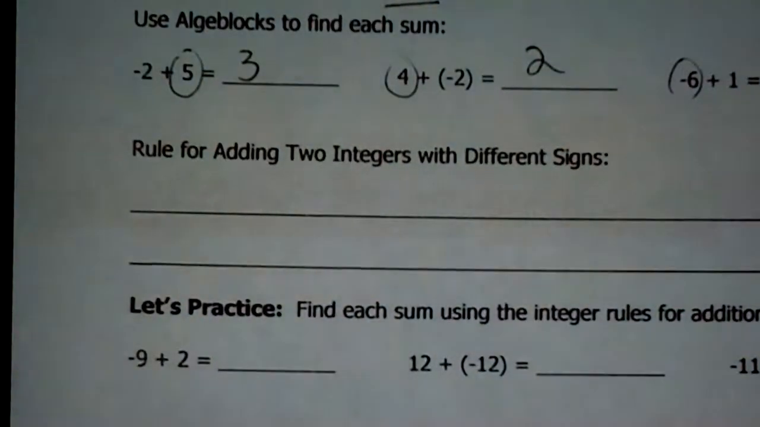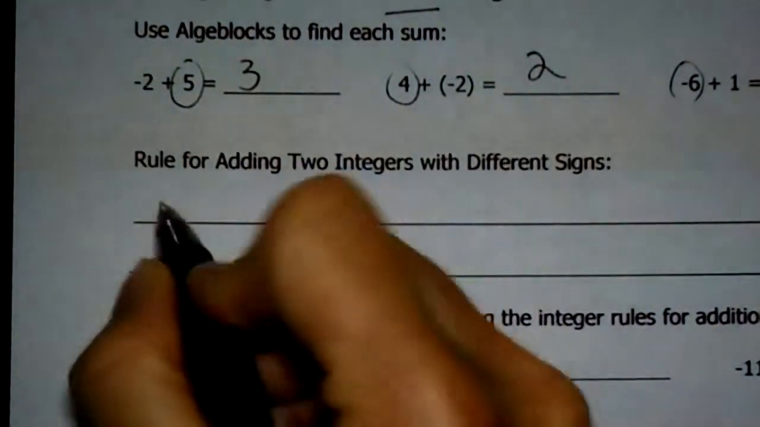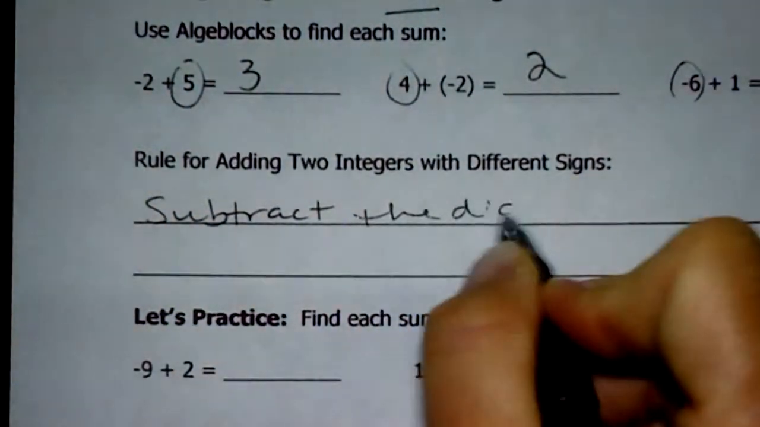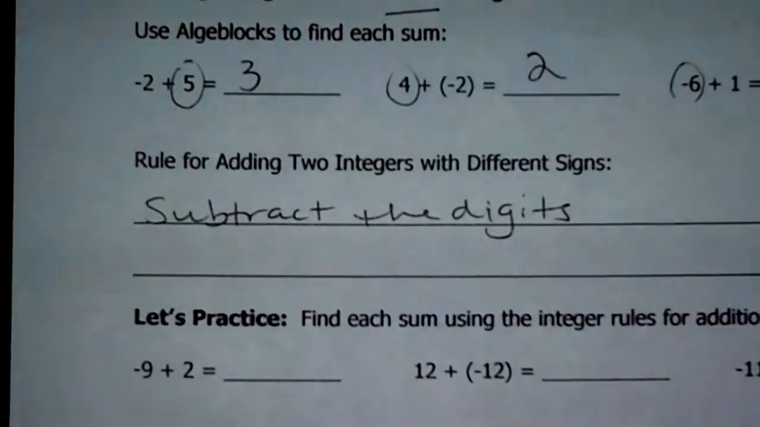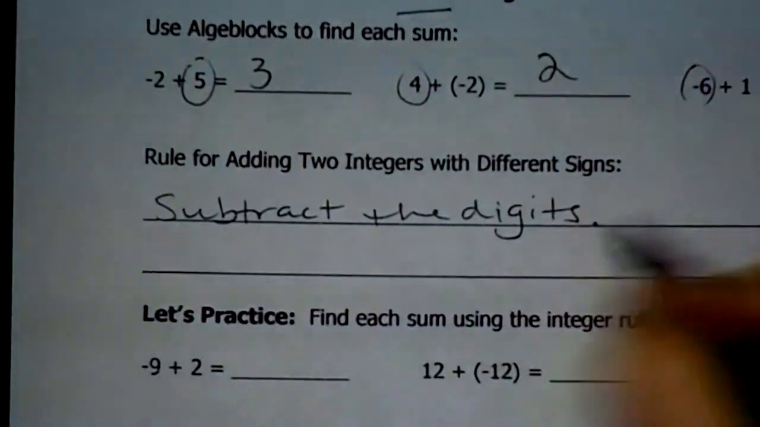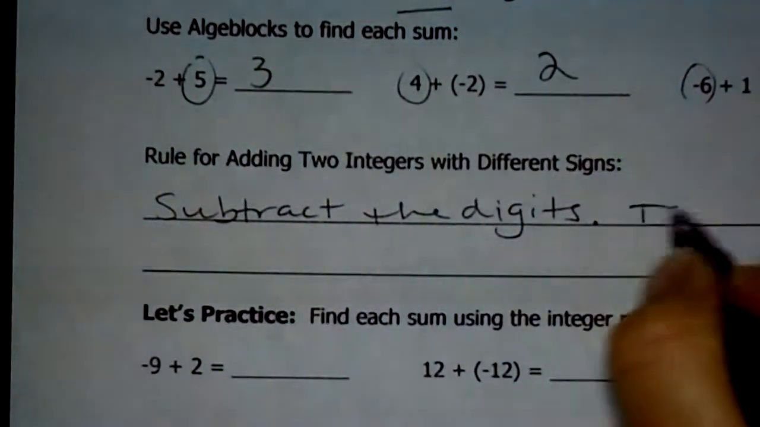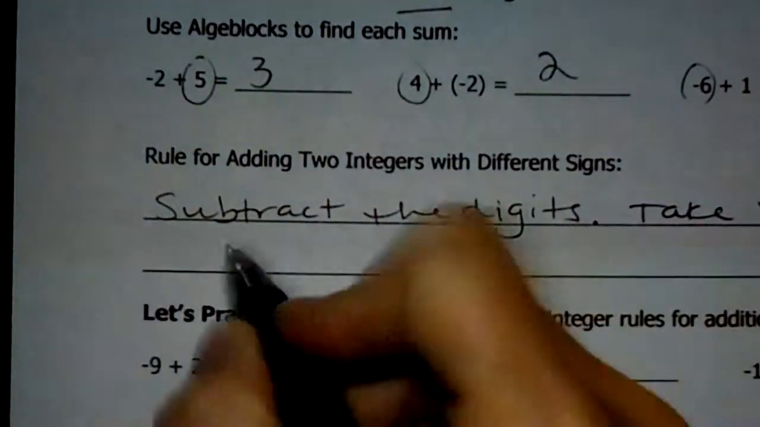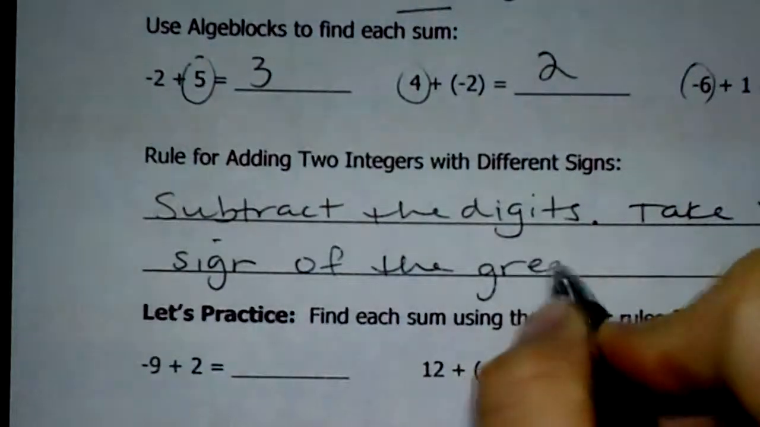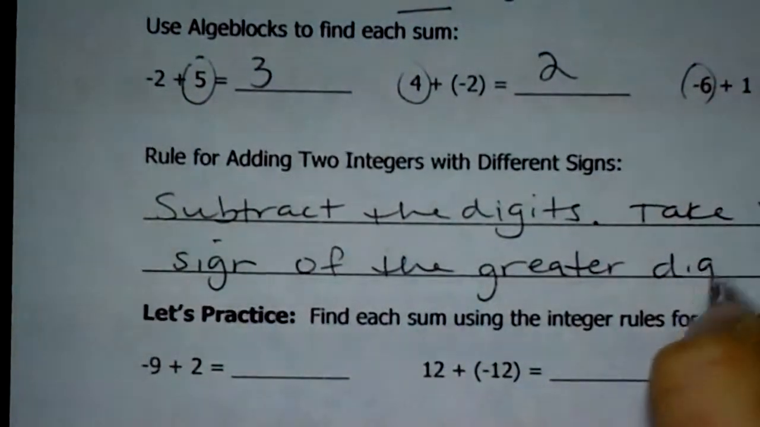So the rule for 2 different signs when you're trying to add: you're going to subtract the digits. And I know it seems crazy that you are subtracting, even though it's an addition problem, but when you are adding, you're combining, and it just so happens when you combine a positive and a negative, they equal 0. So that's why it seems like you're taking away. So subtract the digits, take the sign of the greater digit. So whatever you have more of, that's what your sign is.